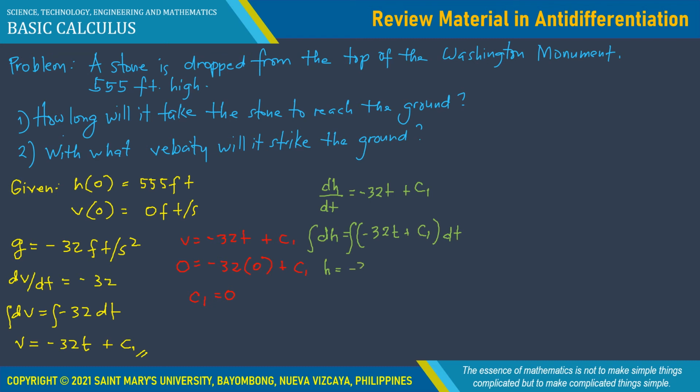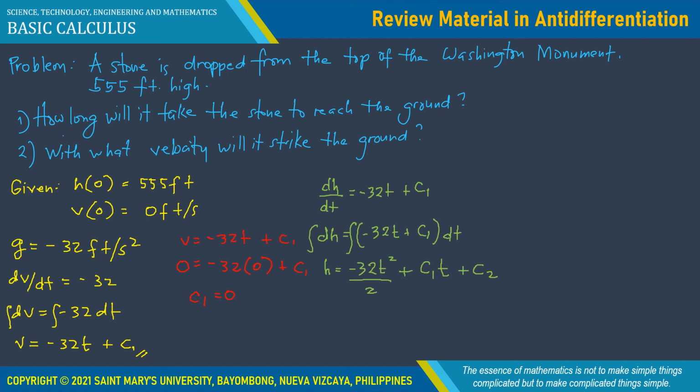So we have the integral of negative 32t. So nilabas yung negative 32. And the integral of t is t squared over 2. Then plus integral of c sub 1, constant yun. So c sub 1 lang. Then dt is t. So c sub 1 t plus c sub 2.